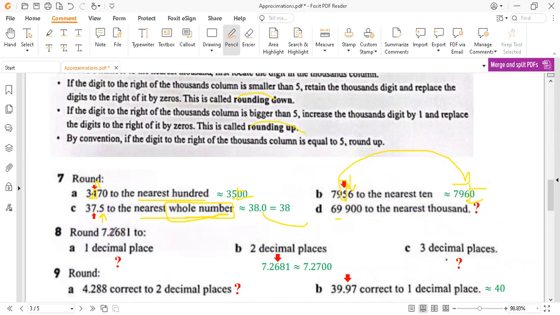Round 7.2681 to one decimal place. How to count the decimal places? We start counting the rank of decimal places from the decimal point to the right. So one decimal place, second decimal place, third, and so on. So the one decimal place is 2. So we compare 6. 6 is greater or equal to 5. So we add 1 to the 2 to obtain 7.3, and we put all the remaining digits to the right of 2 to zeros, and so on.